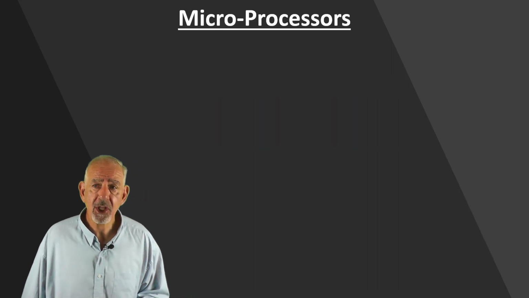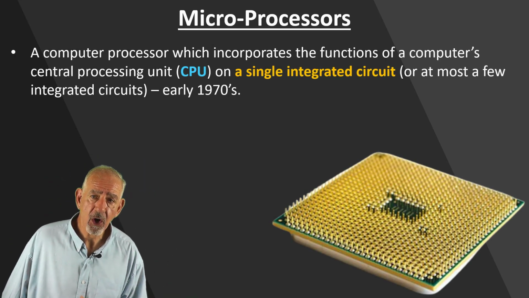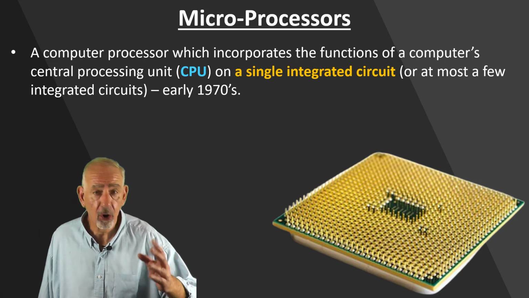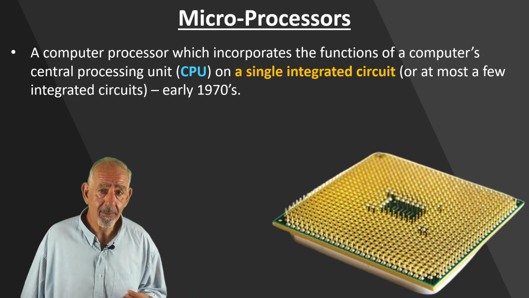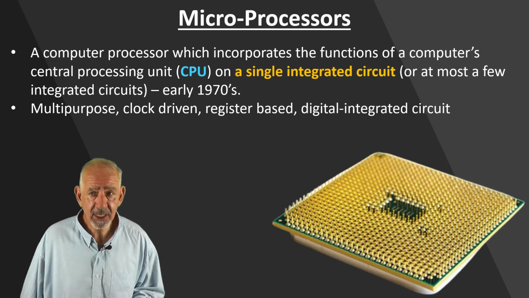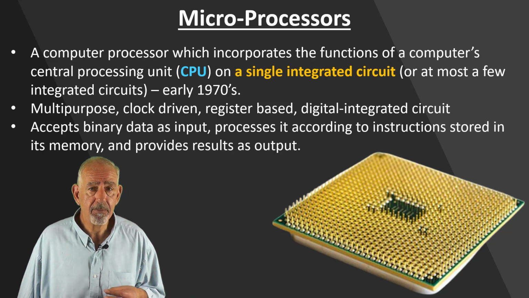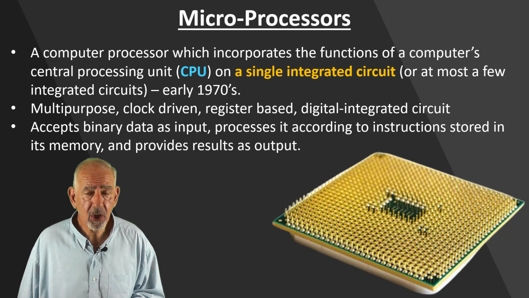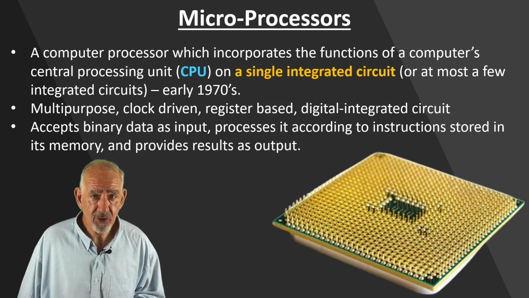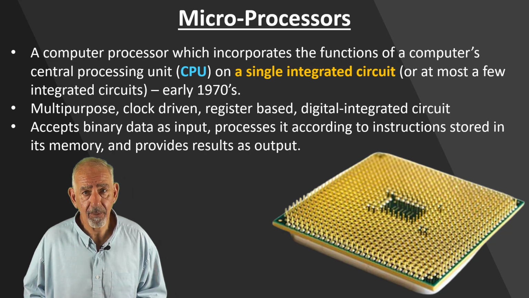And then we moved on to microprocessors. A computer processor which incorporates the functions of all of a computer's central processing unit in a single integrated circuit, or a few at most, was called a microprocessor. It's the multi-purpose, clock-driven, register-based, digitally integrated circuit we've spoken about before. It accepts binary data as input, processes it according to the instructions stored in its memory on the chip itself, and provides results as outputs. So these chips came with instructions burnt in on them, already on there.